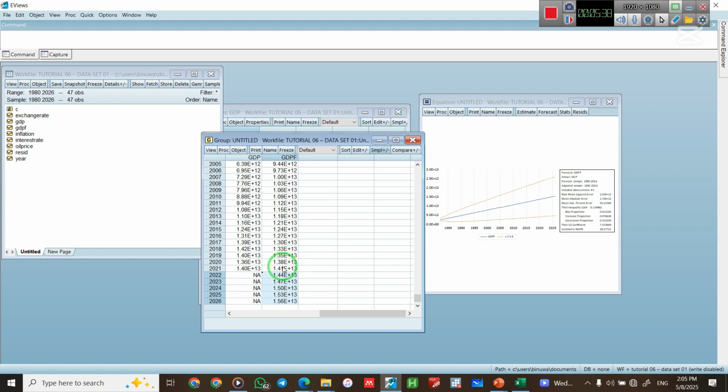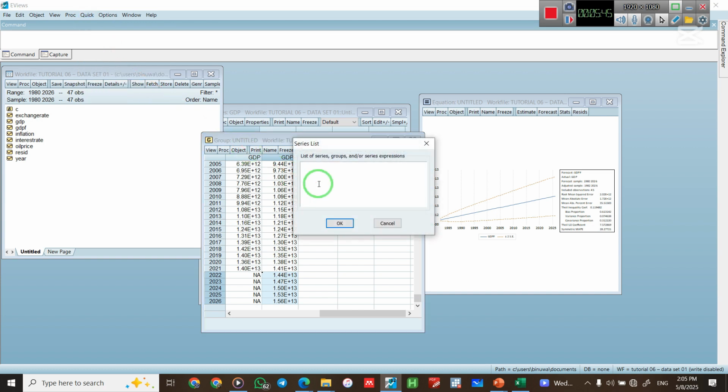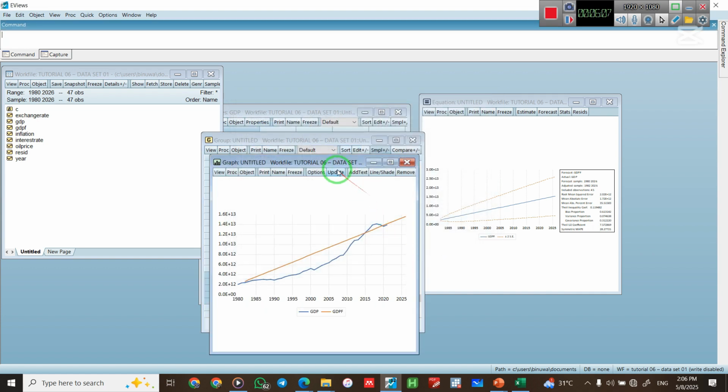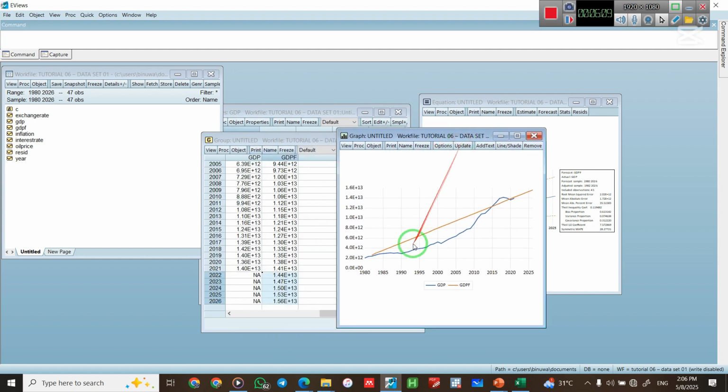To do that, you can go to quick, then select graph. In here you have to type the variable. The first variable is GDP, right? So GDP is the actual result, and again GDPF. GDPF is our forecasted result. Then press OK. Then here you have to select the graph type as a basic type and specify it as a line and symbol graph. Then press OK. So you will come up with a graph like this.